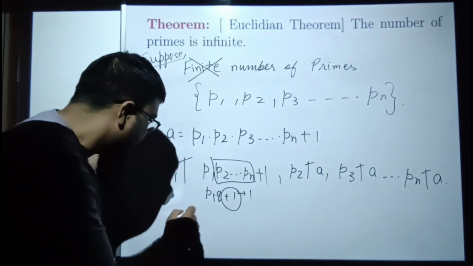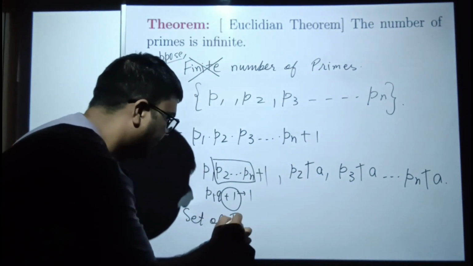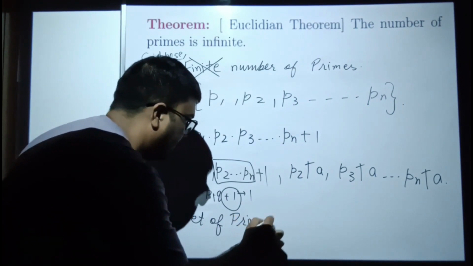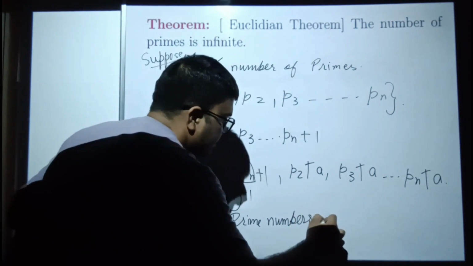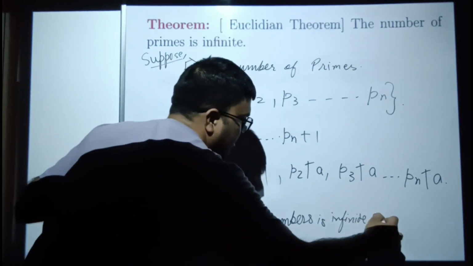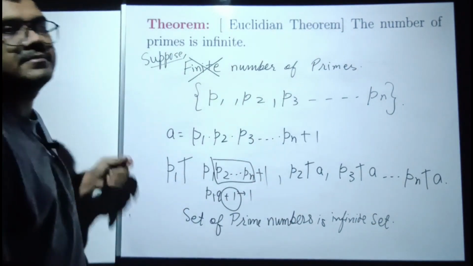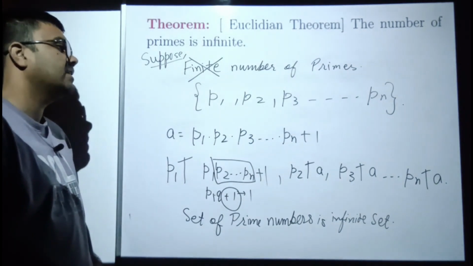So we cannot suppose that we have a finite set of prime numbers. What we obtain is that the set of prime numbers is an infinite set.